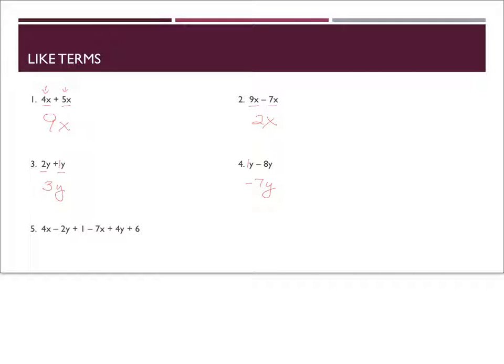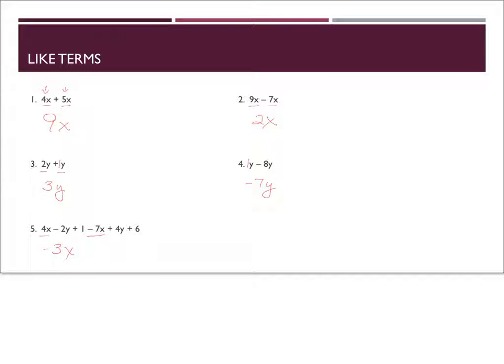Now the last one looks like a mess, but again, we only combine the things that are alike. Don't forget your signs. So when I find the terms that have an x, there are two of them. My coefficients are positive 4 and negative 7. 4 minus 7 is negative 3. Keep the x.